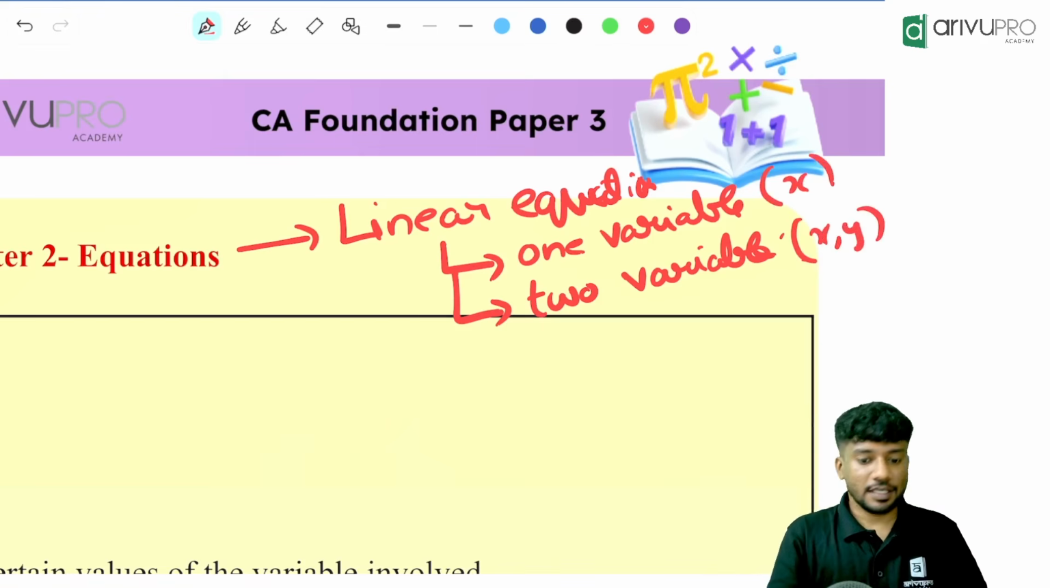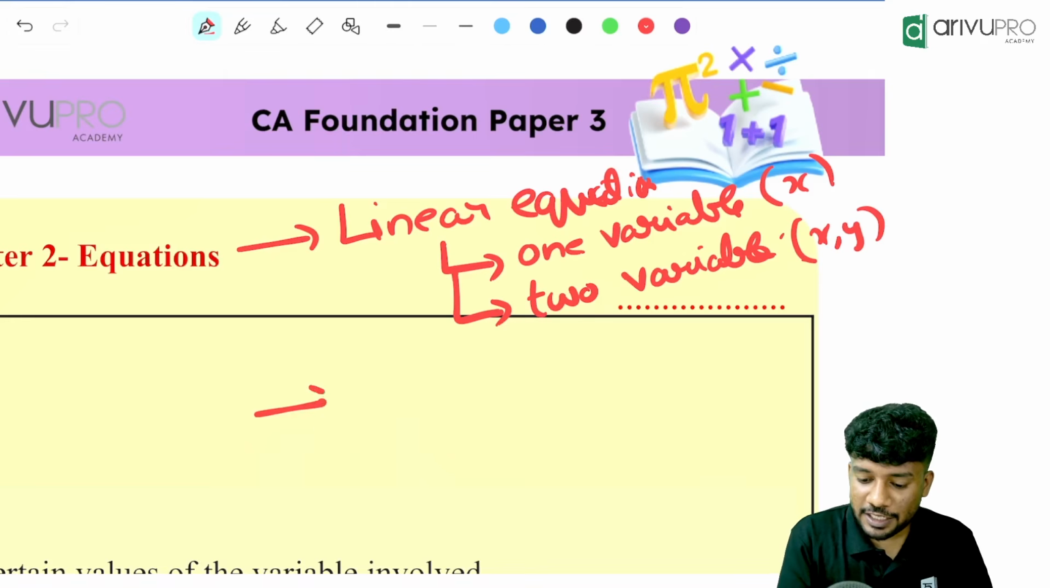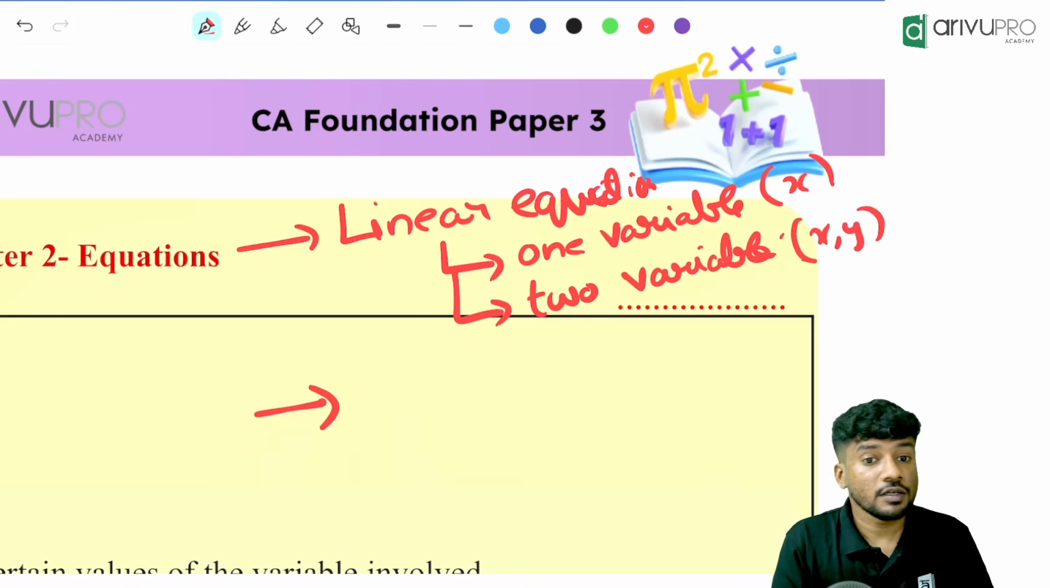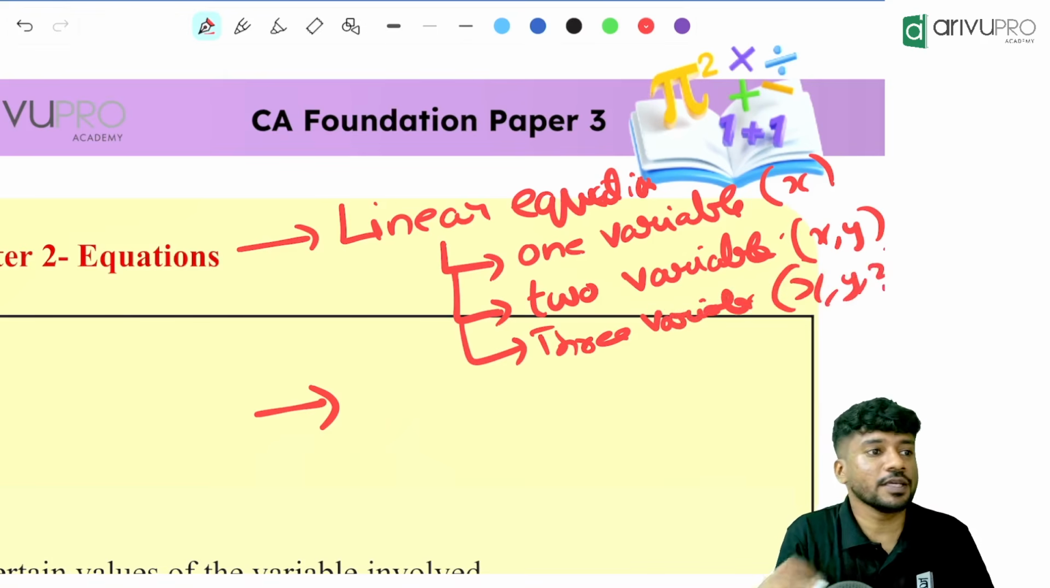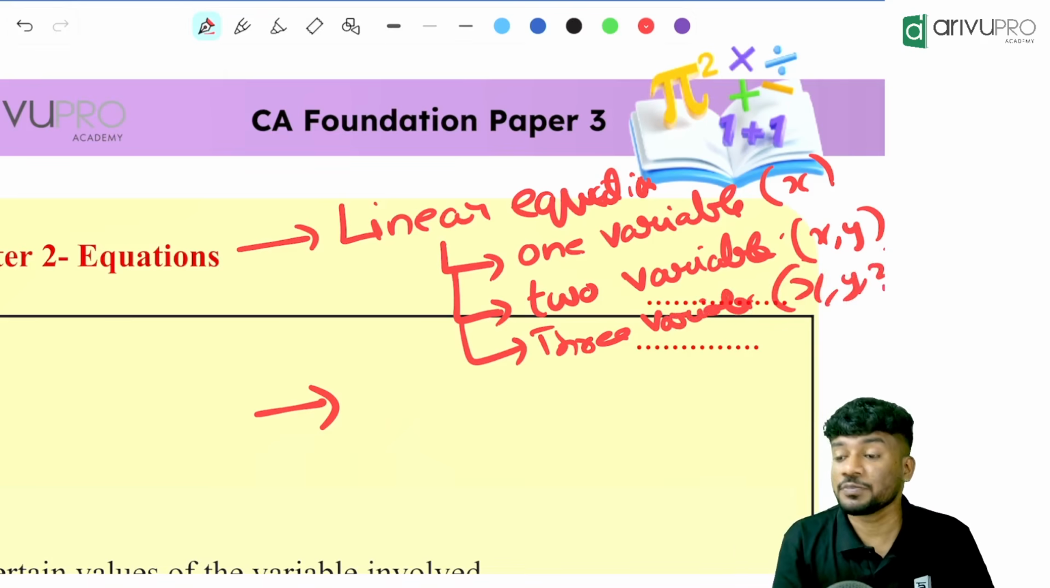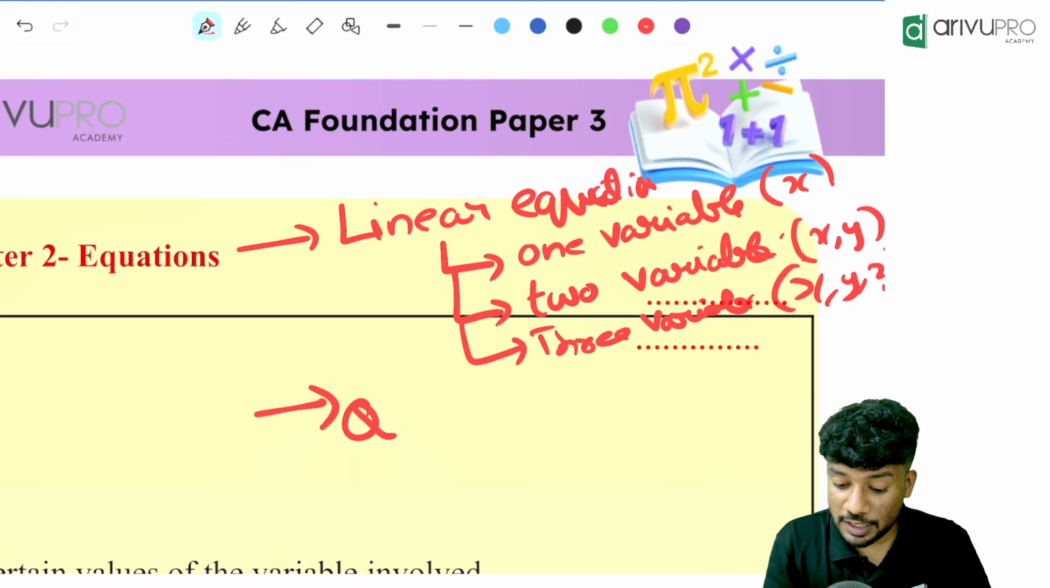So one variable means x, two variables means x and y. Then after linear equations, we have, any idea? We have one more thing: three variables is also there, but not much important. The questions are very easy. Three variables is x, y, z. Three axes will be there. Okay.